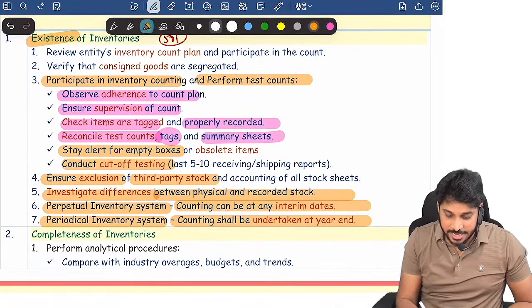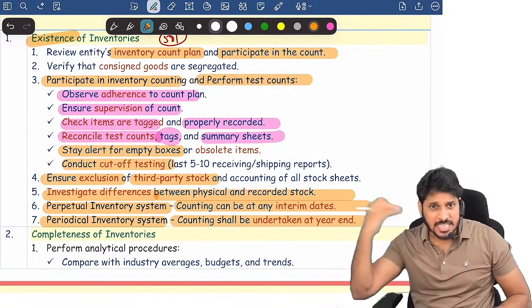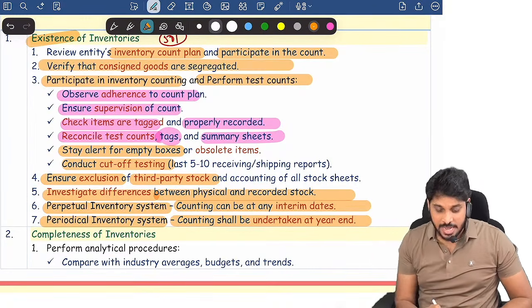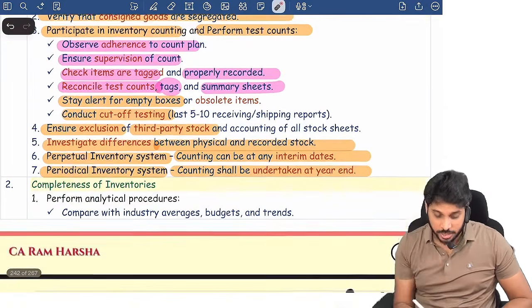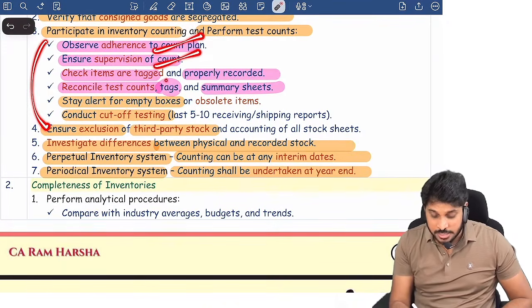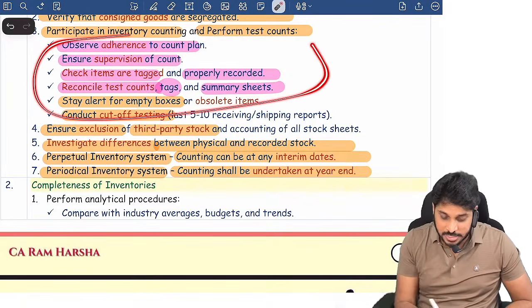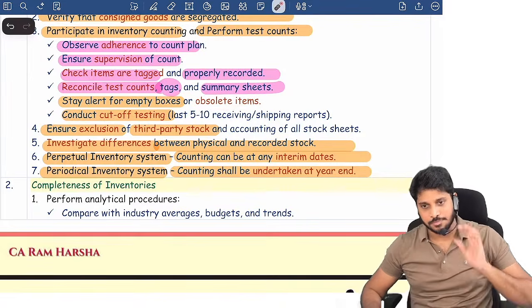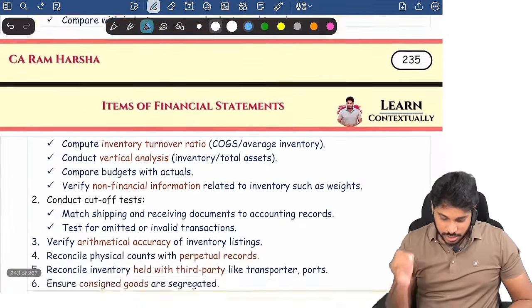So ask the entity when they are going to do counting, and you participate in that physical count activity. Verify consigned goods are segregated separately, and when you are participating in inventory counting, you observe how the count plan is. See, is there supervision? See that items are tagged, reconcile the test count, stay alert for empty boxes, conduct cutoff testing. These are the points that we need to focus on. Are you clear?